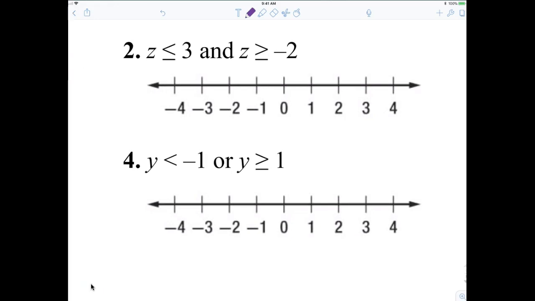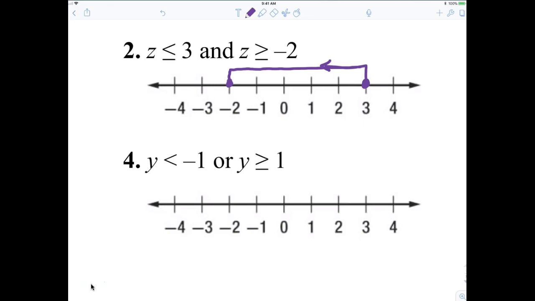All right, so question number 2. Here we go. If z is less than or equal to 3, so I put a solid dot at 3, and I'm going less than. Then it says z is greater than or equal to -2. So I put a solid dot at -2, and I'm going this direction. Right? So listen to me. That's the answer. It's everything between -2 and 3.